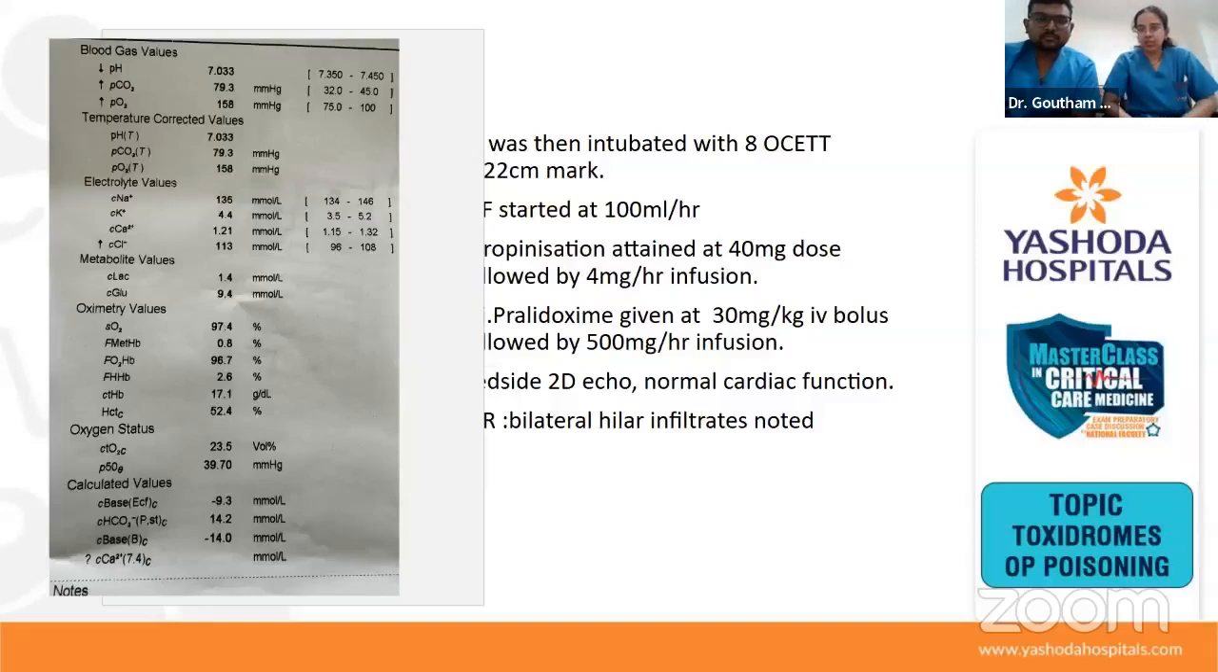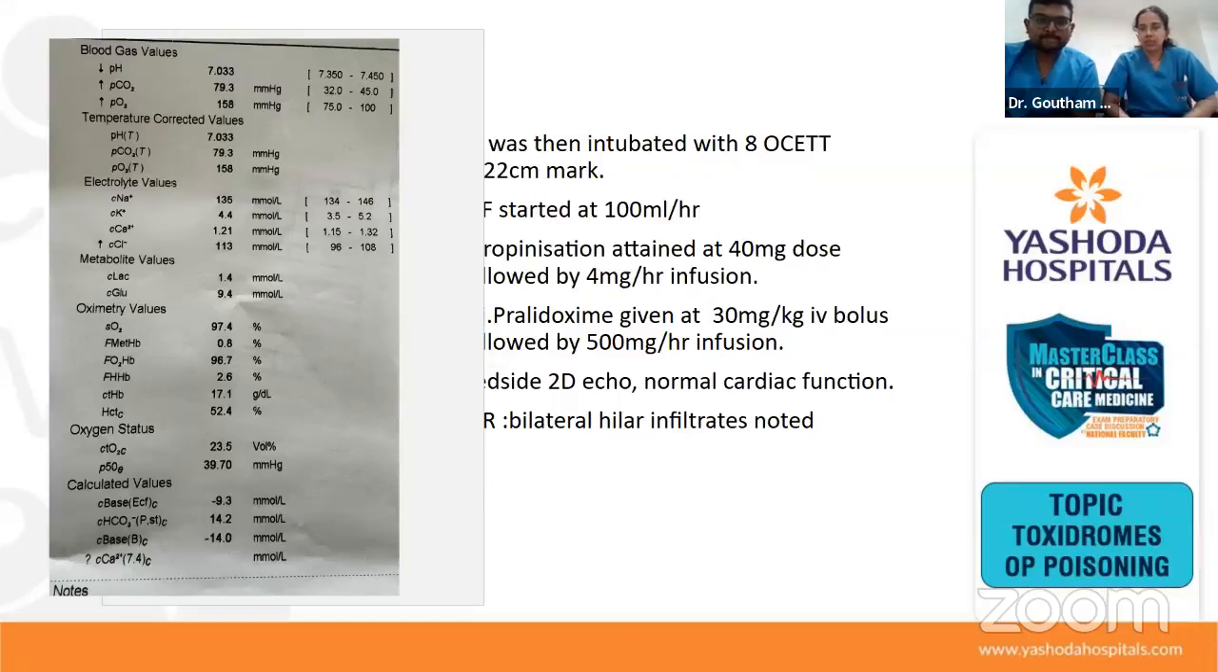Since there was hypotension also, we resuscitated the patient with IV fluids, and intubation was done simultaneously with an 8-sized oral cuff endotracheal tube fixed at the 22 centimeters mark. Since there was clear-cut evidence of OP compound poisoning, we started the patient on pralidoxime also. We gave 30 mg per kg IV bolus followed by 500 milligrams per hour infusion.